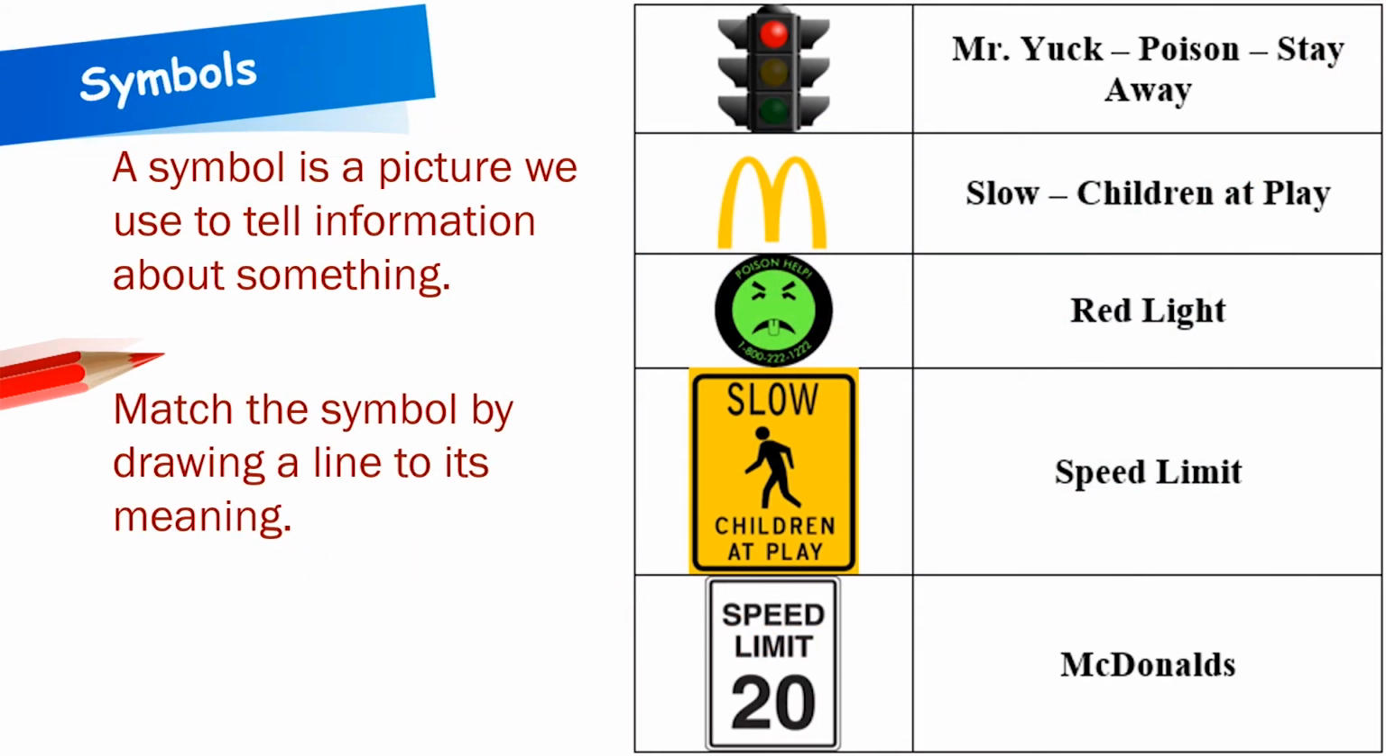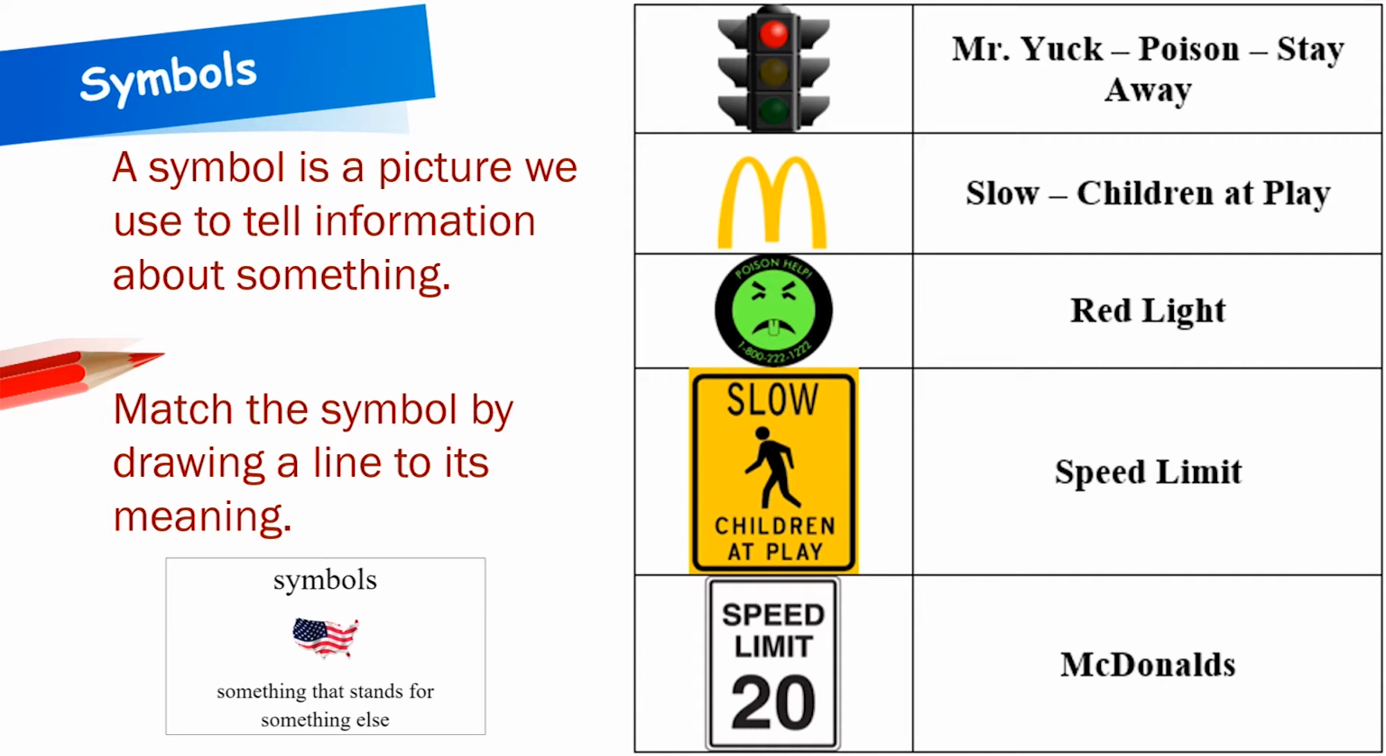If you flip the page of your packet, you should see a chart like this one that's on the screen. Do you recognize any of these symbols? Have you ever seen them before? Do you know what they mean? Can you help me match their meaning up with a symbol? On your packet, draw a line from each symbol to what they mean.